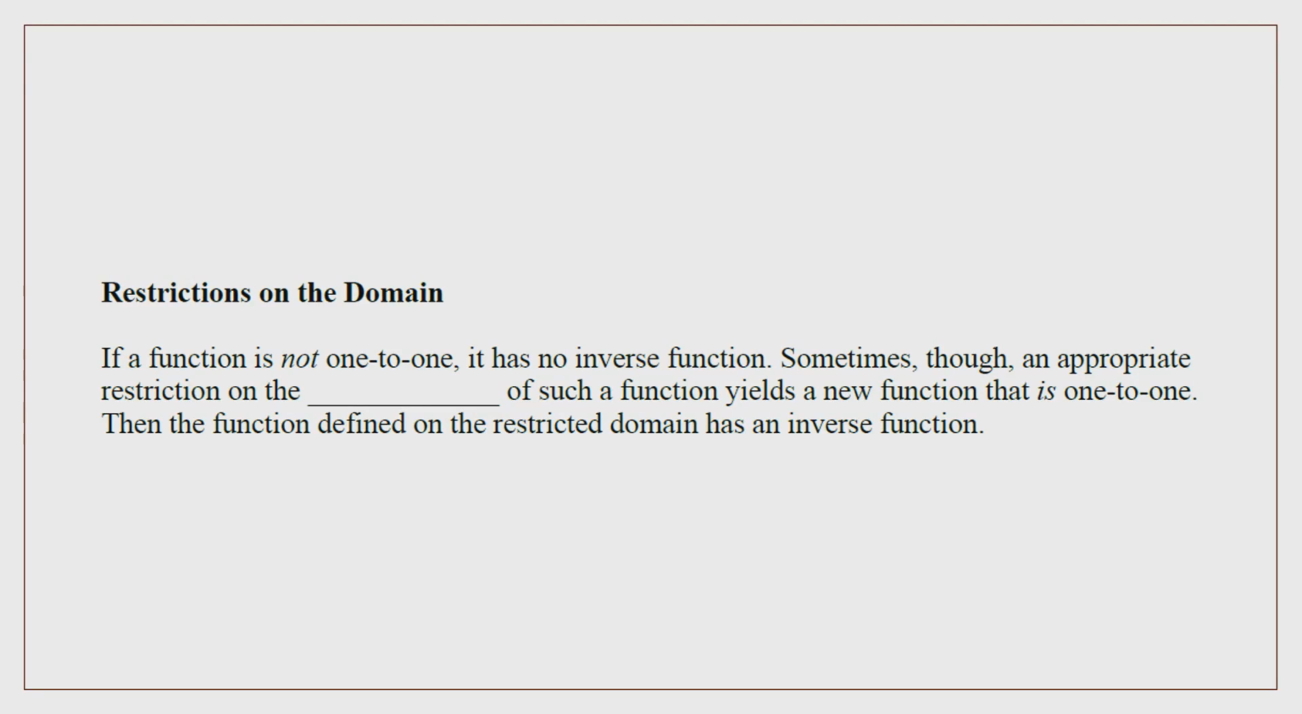Okay, so if a function is not one-to-one, it has no inverse function. Sometimes, though, an appropriate restriction on the domain of such a function yields a new function that is one-to-one. Then the function defined on the restricted domain has an inverse function.